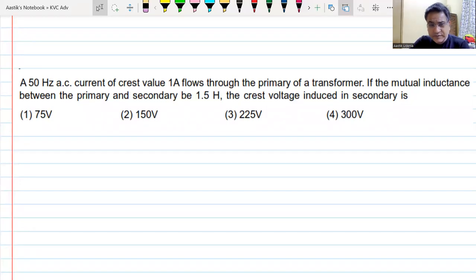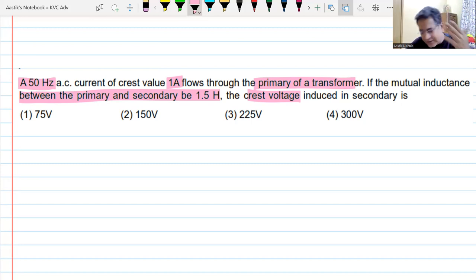Apart from giving you simple questions on the ratio of EMF, I'm giving you a different one. A 50 hertz AC current of crest value, maximum value 1 ampere, flows through the primary of a transformer. The mutual inductance between the coils is 1.5 Henry. What is the peak voltage, crest voltage, in the secondary coil? Apart from giving you simple questions based on VP by VS is equal to IS by IP, I'm giving you this question. I'll give you 2 minutes to solve this.